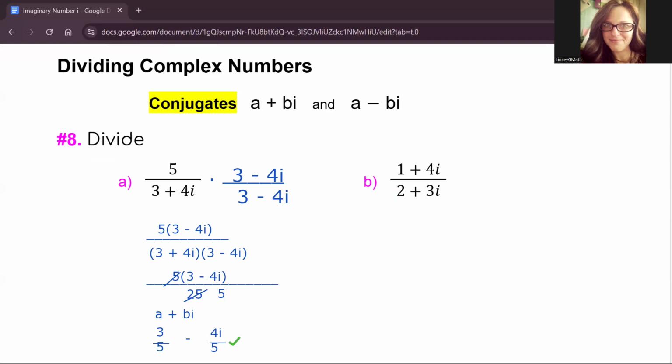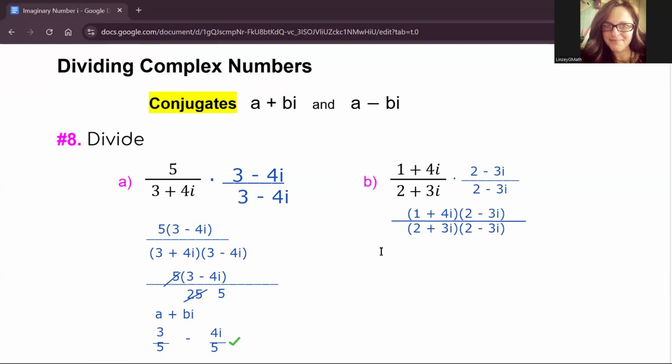And the last one here, we'll multiply by the conjugate. We see in the denominator, we have 2 plus 3i. So the conjugate will be 2 minus 3i. And then we will actually FOIL the top here, 1 plus 4i times 2 minus 3i. And we'll FOIL the bottom as well. Okay, we'll go ahead and multiply those out.